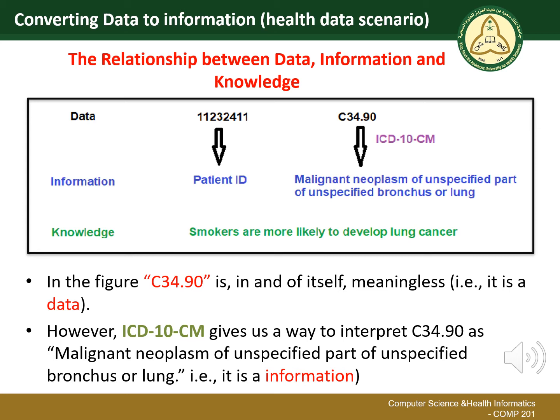So now I have information. See here the other example, C34.90, which is a code. This code is meaningless, it doesn't have any meaning, it's just a code. In order to convert it to information, I'm going to use something called the ICD-10-CM. The ICD-10-CM is the International Classification of Diseases, 10th Revision, Clinical Modification. It is a data standard that is used by physicians and healthcare providers to classify and code all diagnoses and symptoms that are recorded in healthcare treatment settings.